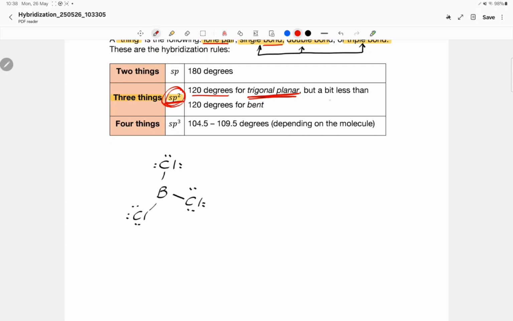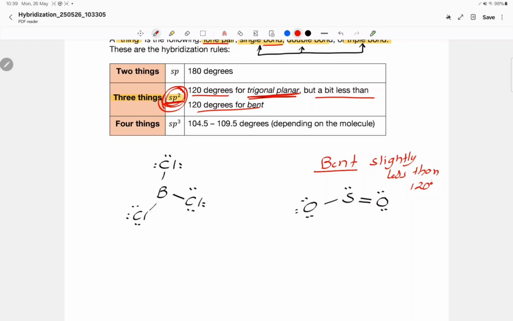But how about less than 120 degrees? That would be for bent of SO2, which would look like this. So here we have 1, 2, and 3. That's going to be sp2. And here it's going to be bent, with the angle being slightly less than 120 degrees, whereas the angle here for trigonal planar is going to be 120 degrees.